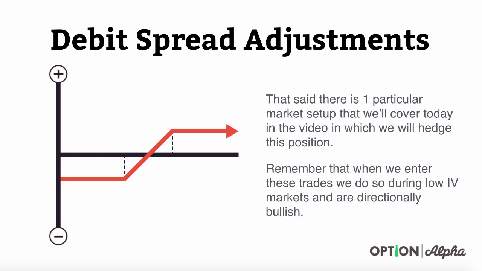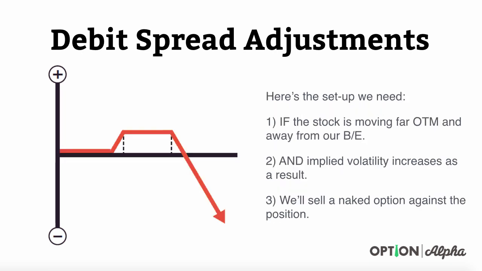Now, that said, there is one particular market setup that we'll cover today in the video in which we will hedge this position, and in which it actually makes sense to hedge this type of position. Now, remember that when we enter these trades, we do so during low implied volatility markets and again are directionally bullish. So that's the setup of when we enter the trade. There's a different setup as to when we actually make that adjustment.